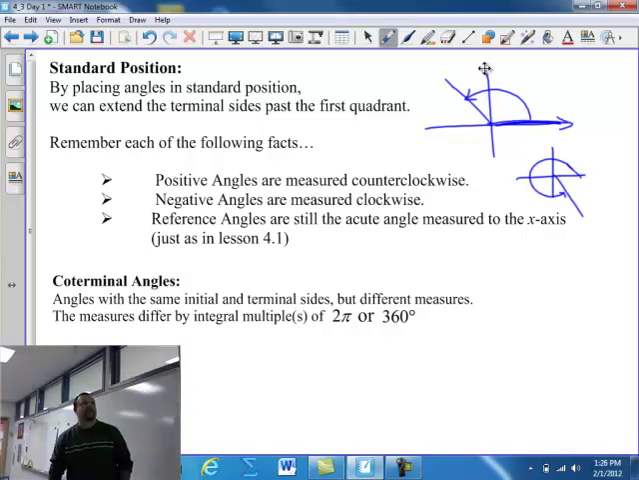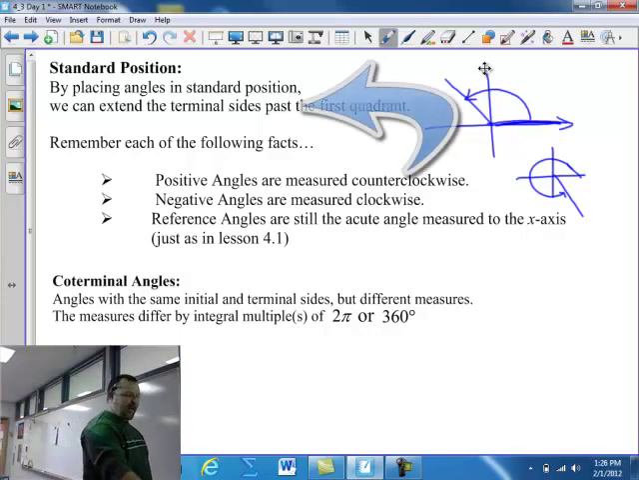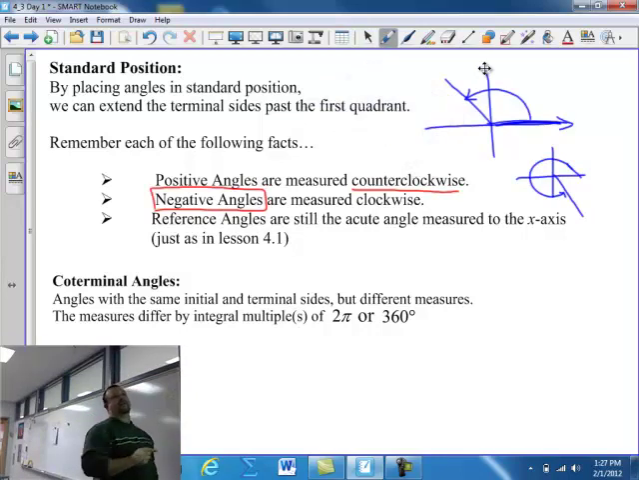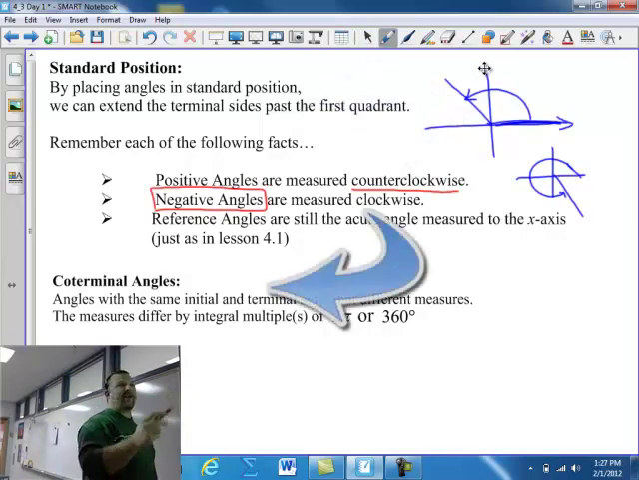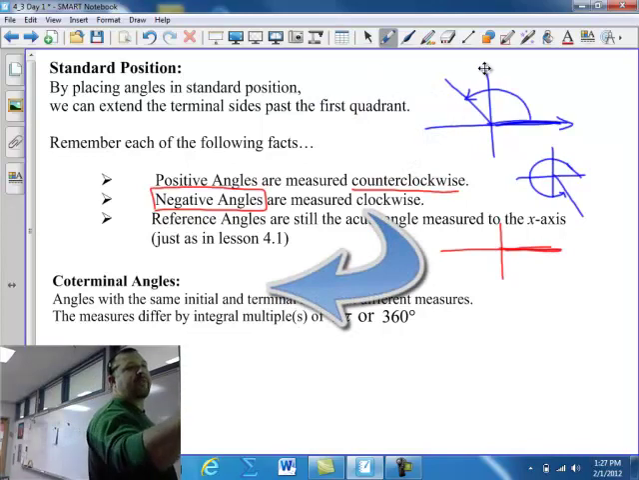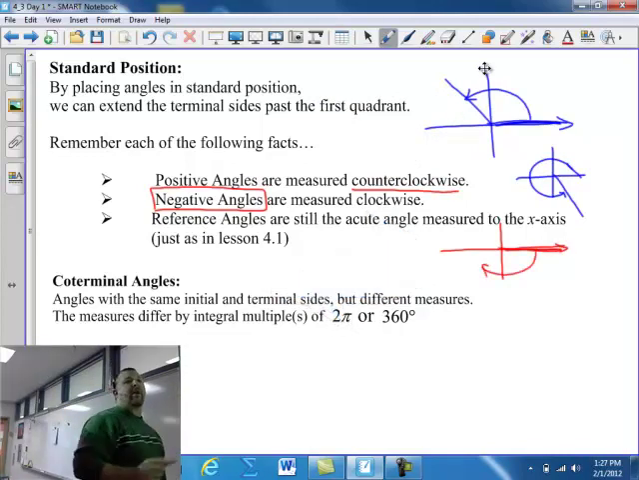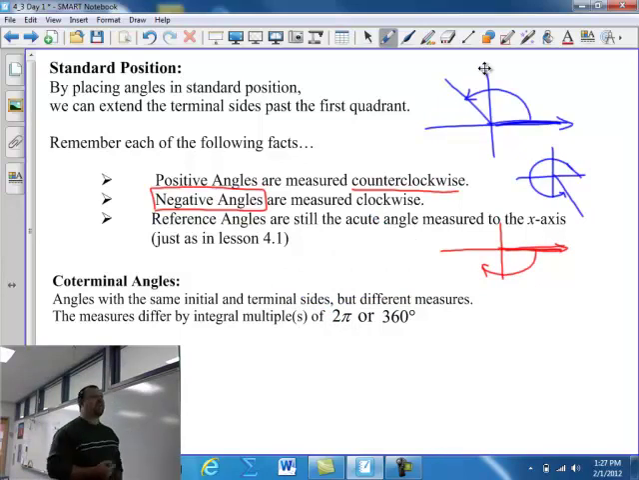So what do we need to remember? Positive angles are measured counterclockwise. Those are the ones we've been doing. Negative angles are going the other direction. A negative angle would start in standard position down the x-axis to the right, but go down and to the left, or counterclockwise, or sorry, clockwise. I have a digital watch.